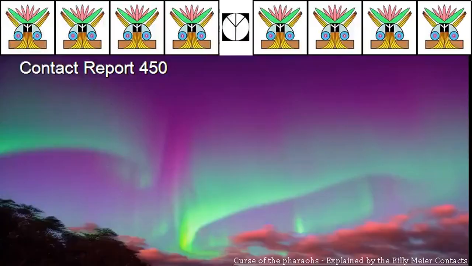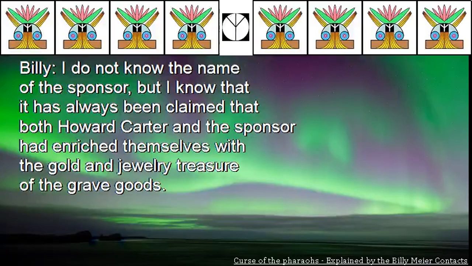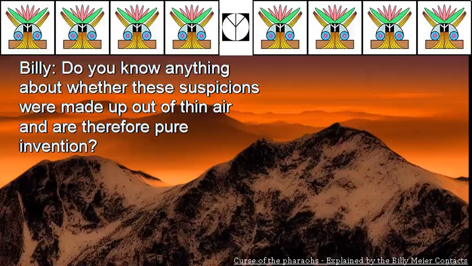Contact Report 450. It is always said that the undamaged tomb of King Tutankhamun was discovered or excavated in 1922 by a sponsored English archaeologist named Howard Carter in the Valley of the Kings. Unfortunately, I do not know the name of the sponsor, but I know that it has always been claimed that both Howard Carter and the sponsor had enriched themselves with the gold and jewelry treasure of the grave goods. Do you know anything about whether these suspicions were made up out of thin air and are therefore pure invention?